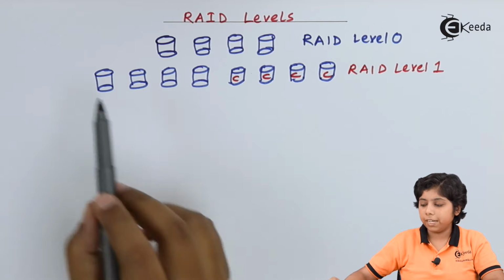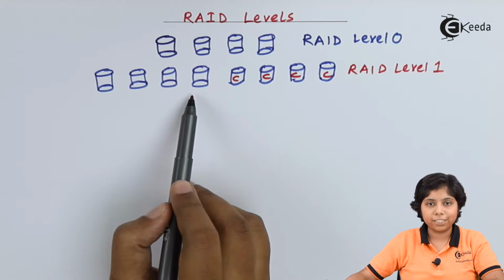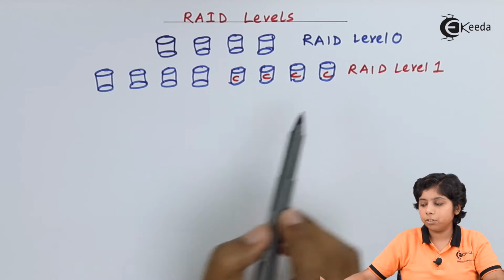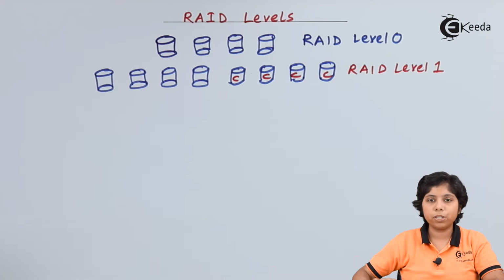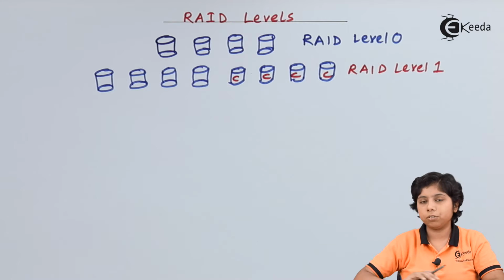Here we can see that 4 disks are storing the data, and these other disks are used for mirroring. So the exact data that is stored on the disks will be copied to the disks that are to be mirrored. But it is very expensive, so we do not use it widely in operating systems. Our next level is RAID level 2.